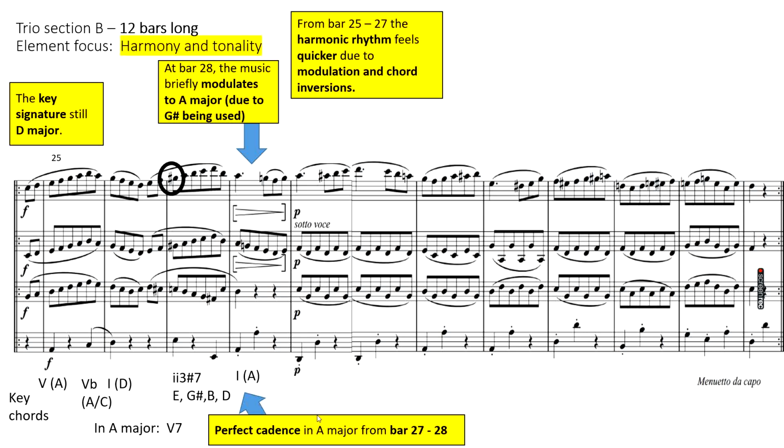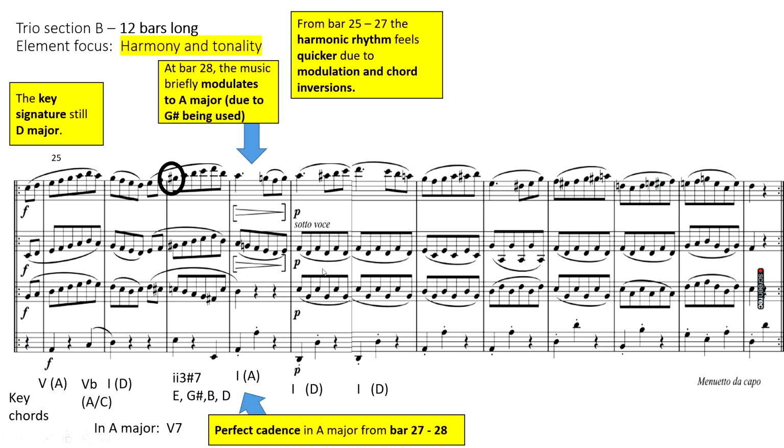Moving on. When we get back to bars 25 to 27, we would call this harmonic rhythm, remember the speed of the chords. It would feel quite quick here. This is because he's using inversions, as you can see here, so we've got first inversion, and also because he's changing key as well, so it feels like it's moving, it's going a bit higher. So it feels quicker. From bars 25 to 27, the music can feel quicker because of the harmonic rhythm.